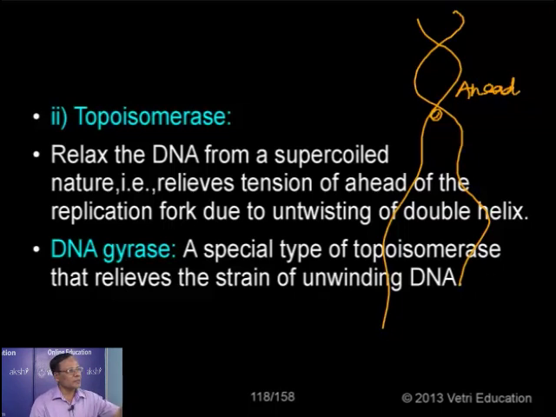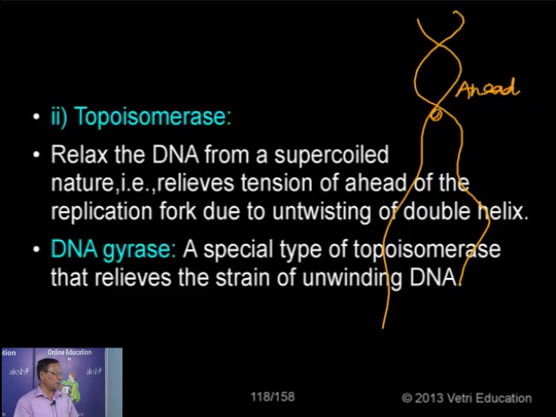So the helicase enzyme just breaks the hydrogen bonds between the two strands, and there is a role played by topoisomerase: relax the DNA from a supercoiled nature. That means it relieves the tension ahead of the replication fork due to the untwisting of the double helix. So this part is already untwisted and this part has to be untwisted, giving a chance to the helicase enzyme to untwist. Now this topoisomerase relaxes supercoiling.